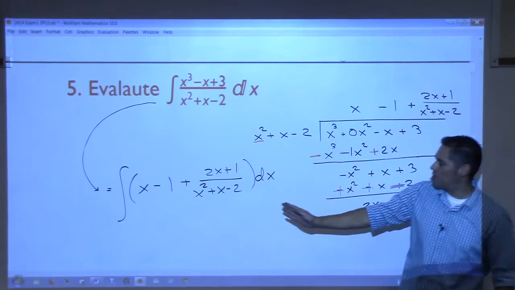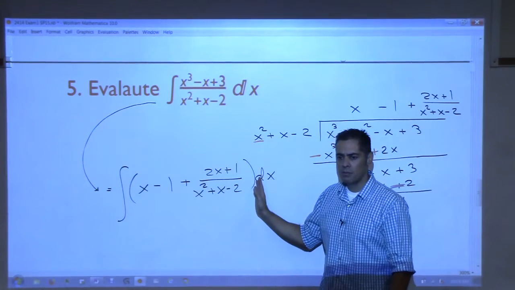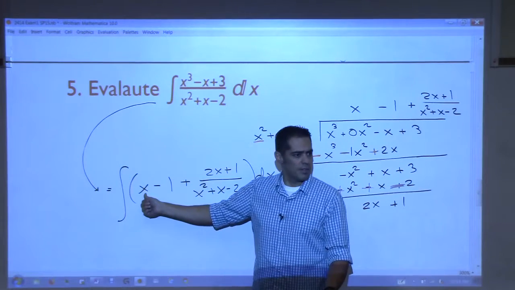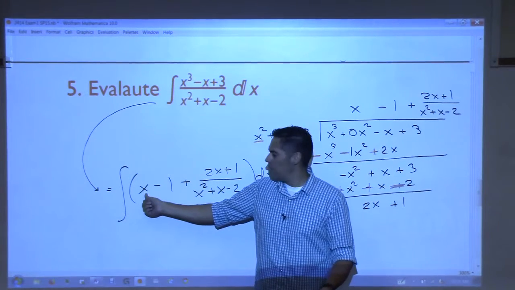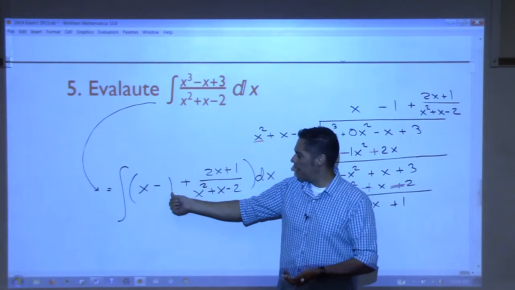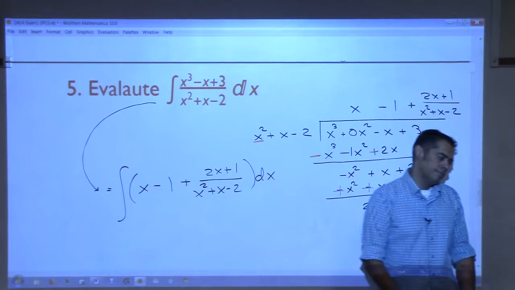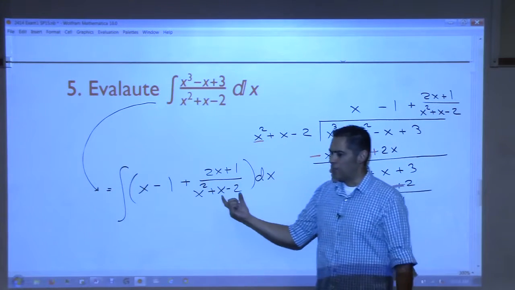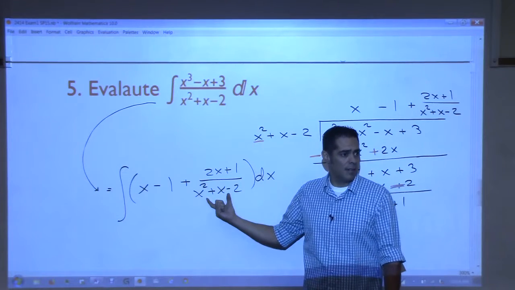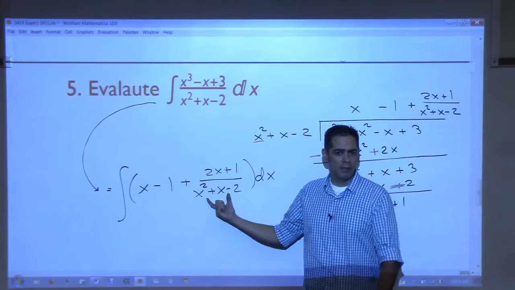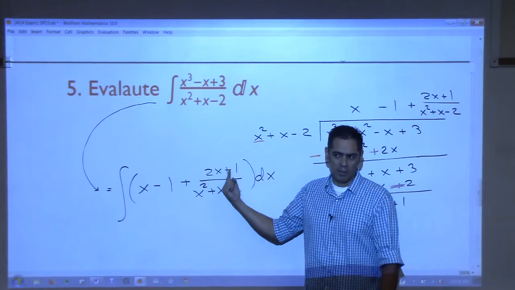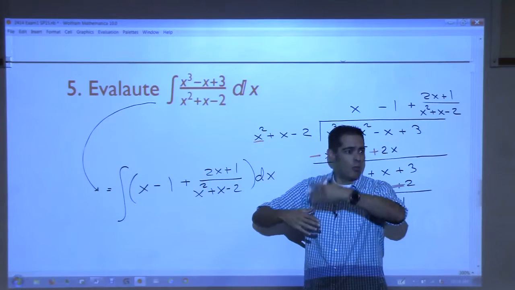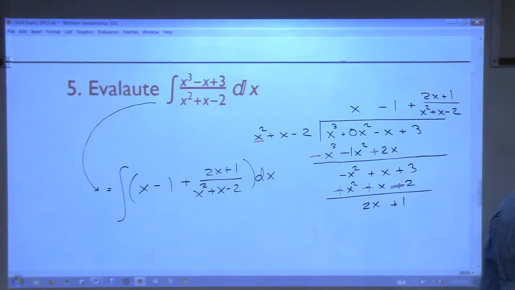And you have 3 separate terms here, right? You can find the antiderivative of x, right? 1/2 x squared. The antiderivative of 1? X. Now this one, u equals x squared plus x minus 2. That's it. Look, basic u substitution. Let u be the denominator. What's the derivative of u? 2x plus 1. It's right there up top. So you just have 1 over u du. That's a basic u substitution. Okay, I'm not going to do that anymore.